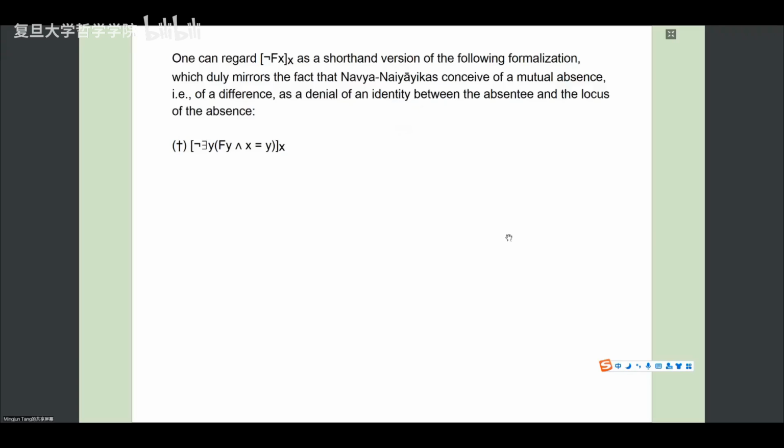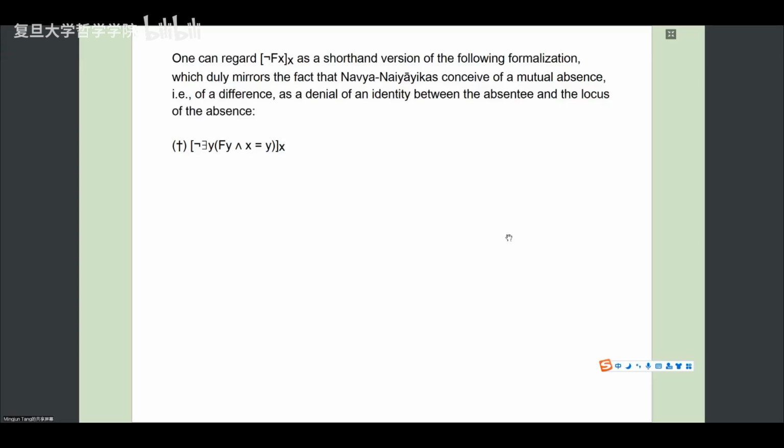And one can regard non-Fx, so this was the difference from an F, as a shorthand version of the following formalization, which duly mirrors the fact that Navya-Nayakas conceive of a mutual absence, that is, of a difference, as a denial of an identity between the absentee and the locus of the absence. We have this here. This term, dagger, is just the same as the one which we have here in the first line, being an x such that non-Fx. It's just the same.